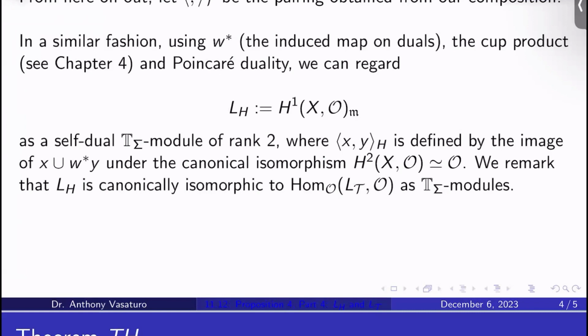And we can give it a pairing bracket sub H, defined by the image of x cup W star y under the canonical isomorphism between H2(X,O) and O. Again, for this, you can also see chapter 4. We also remark here that L_H is canonically isomorphic to O-homomorphisms from L_T to O as T sub sigma modules. This is how I personally think of them. It's like you just defined L sub T, and then L_H is just this. It's O maps out of L_T.